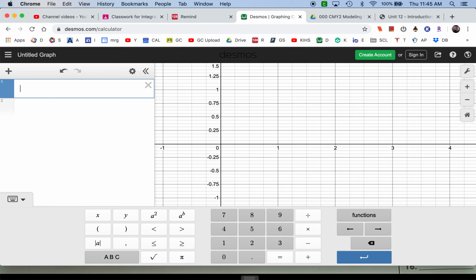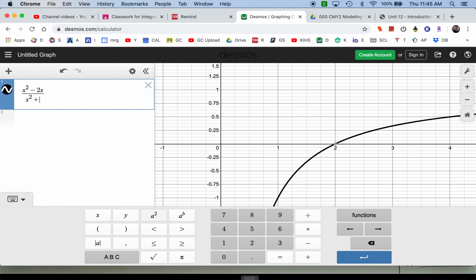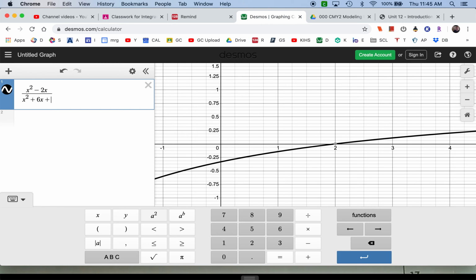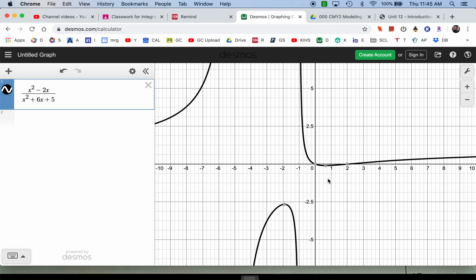X squared subtract 2x, and then x squared plus 6x plus 5. So as x approaches -5, what's the answer here? Let's center this a little bit. At -5, notice that on one side it goes up forever, and on the other side it goes down forever. So the answer for number 8 is the limit does not exist because there's an asymptote there at -5. On one side it goes up, and on the other side it goes down.